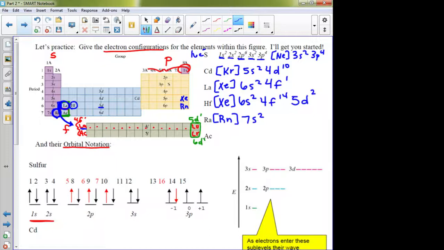And then the last one we're going to do is Ac. We're going to be really careful there because we know Ac really starts the 5f. So I'm going to put my Rn, that's my noble gas that occurs before it, and then 7s2, and then 5f1. There you go.